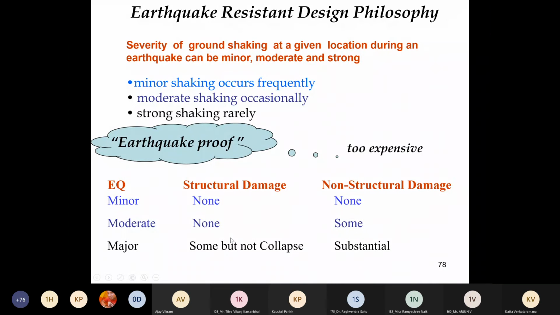And in the case of major, severe earthquakes, there can be some damage even to structural elements. There can be cracks in beams, columns, but the structure as a whole should not collapse. We should be able to save the lives of the occupants. And there can be substantial damage to non-structural elements. So this is the so-called earthquake resistant design philosophy. So we classify into minor, moderate, and major earthquakes. Even in the case of a major earthquake, there should not be collapse of the structures. We should be able to save the lives.